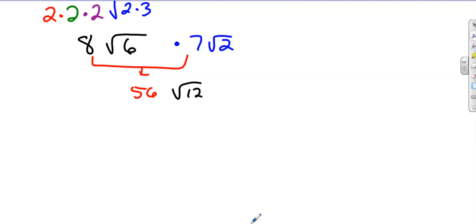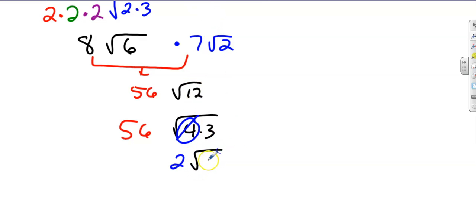Okay, 12, you can break that one down a little bit. So we'll hang the 56 out here for just a minute. 12, that's 4 times 3. And if you do the square root of 4, that part's just 2. So that would be 2 square root of 3. So you have 56 times 2 times the square root of 3. 56 times 2 would make that out to be 112 square root of 3.